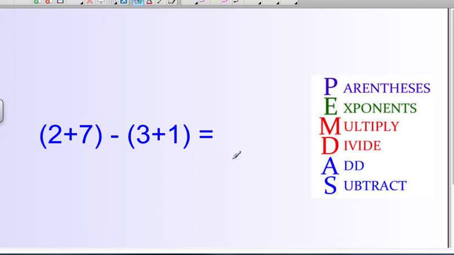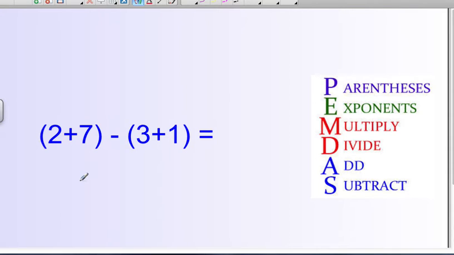Now what I would advise you to do is to write down on the side of your paper whenever you have order of operations, PEMDAS. And if you need to, you can write this down, or you can also put down the symbols for each one so you keep it straight. So let's look at this problem.